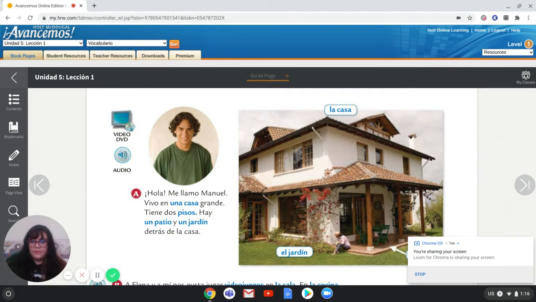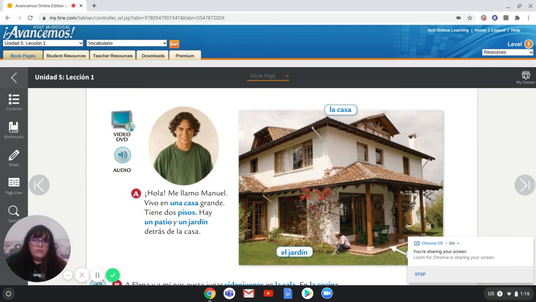Tiene dos pisos. So, it has 2 stories. Pisos would be 2 floors, 2 stories. And you can kind of see that by the picture too. Hay un patio y un jardín. We actually just talked about the word hay toward the end of the last unit that we went over. Hay, as in H-A-Y, not like the letter, can mean there are or there is. So in this case, we're saying there are, because they mentioned 2 things that the house has.